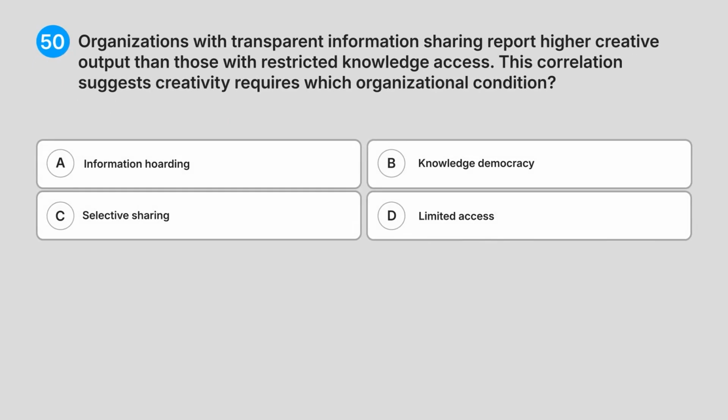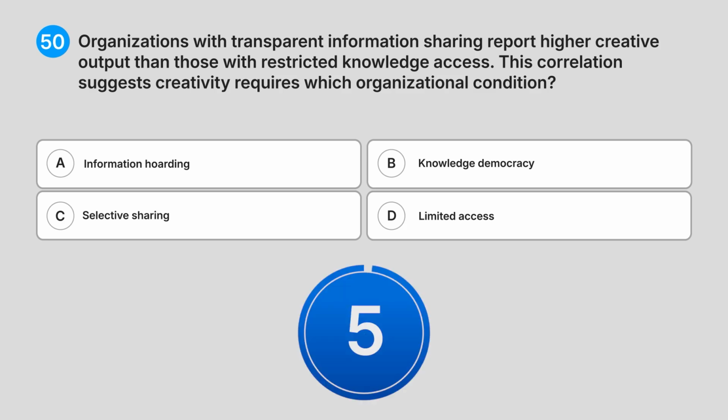50. Organizations with transparent information sharing report higher creative output than those with restricted knowledge access. This correlation suggests creativity requires which organizational condition? A. Information hoarding. B. Knowledge democracy. C. Selective sharing. D. Limited access. Can you guess the answer?